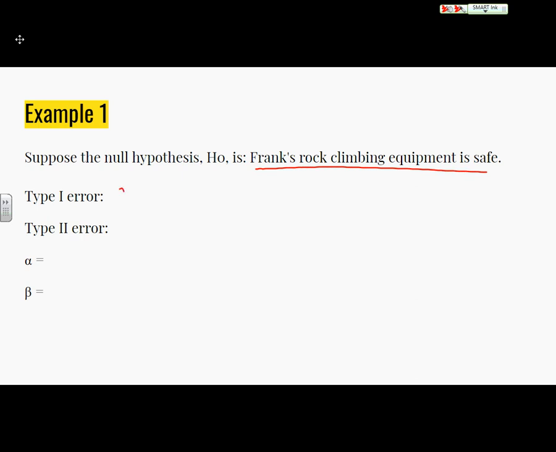So I conclude his equipment is not safe. That's an error. That's why it's called an error, is because I'm wrong, but it actually is safe. Okay? So poor Frank, I told him, hey, you cannot go rock climbing because your equipment's not safe, but really it was. I feel bad. I made an error, okay? So my bad, Frank. I'll try to do right next time.